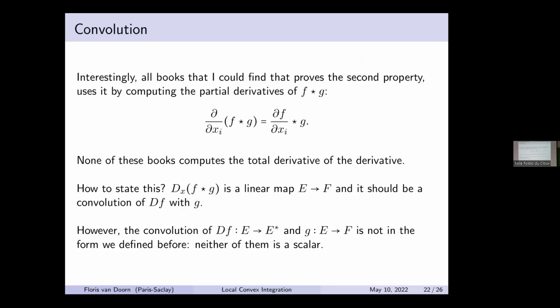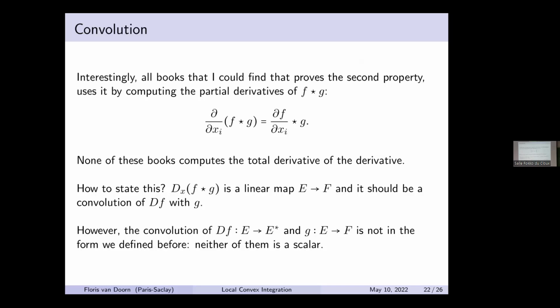This should be a linear map at the point x from E to F. And we want to express it in some way using a convolution of the total derivative of f with g. But the total derivative of f takes values in the dual space of E, and g takes values in F. Now none of these functions are scalar valued anymore. So how do we even take a convolution of these things? The solution is, of course, to generalize the definition of convolution to also allow cases like this.